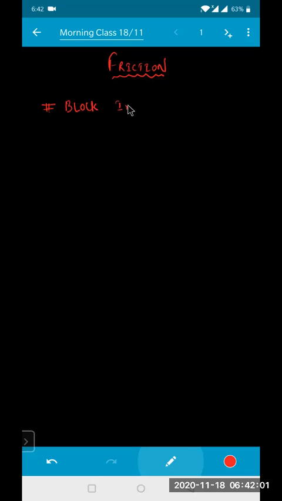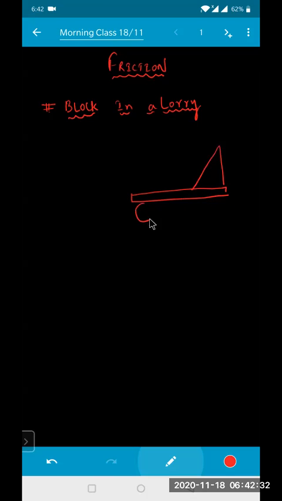Block in a lorry. Let's say, for example, beta, this is your block, or this is, for example, a lorry initially. And these are the wheels of this one, and it is moving on a road. It is moving in the front direction where acceleration is not equal to 0.